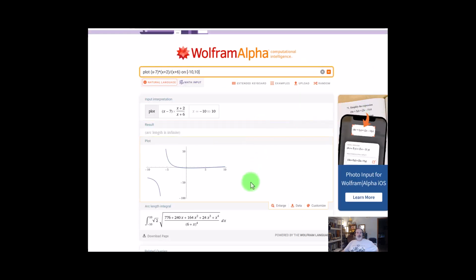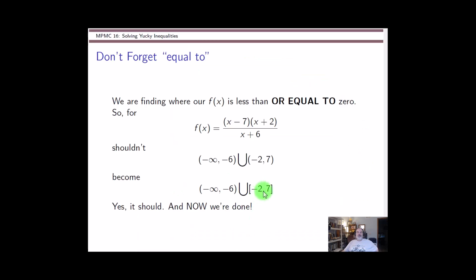And here we are. On the scale of the axes that Wolfram Alpha is giving, it's a little hard to see, but certainly here's a wing of the function over here to the left of what would be the asymptote. So for -infinity up to -6, the function is definitely less than 0 there. And then you can kind of see right through here that from -2 up to 7, that graph has dipped below the axis just a little bit, but it is below. And so -2 to 7 is still valid. And again, we want the endpoints of -2 and 7 included because the original problem specified this function needs to be less than or equal to 0.